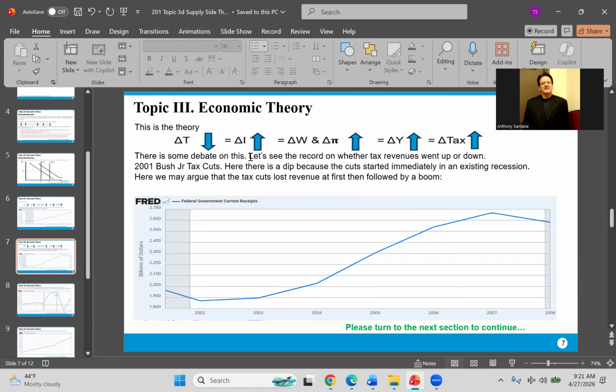Now we see here what happened with Bush Jr. in 2001. So again, it takes about a year for these things to take effect. And then the tax revenues went from around $1.9 trillion to $2.7 trillion by the end of his term. And then he screwed up the economy and it started to go down again.